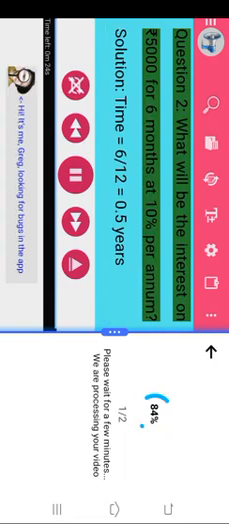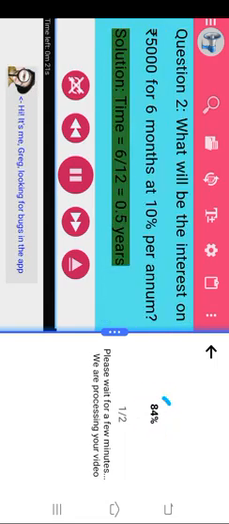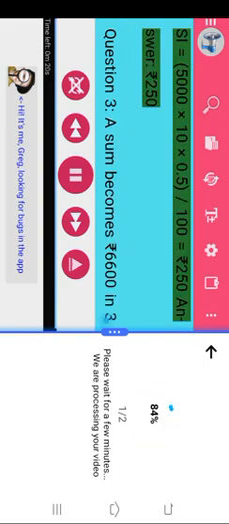Question 2. What will be the interest on 5,000 rupees for 6 months at 10% per annum? Solution. Time equals 6 over 12 equals 0.5 years. SI equals 5,000 times 10 times 0.5 over 100 equals 250 rupees. Answer: 250 rupees. Question 3. A sum becomes 6,600 rupees in 3 years at 10% per annum simple interest.